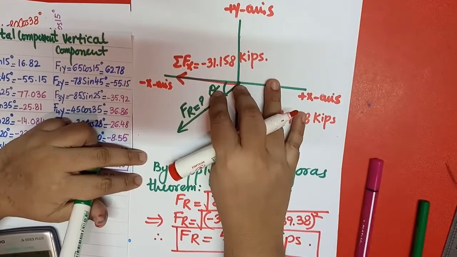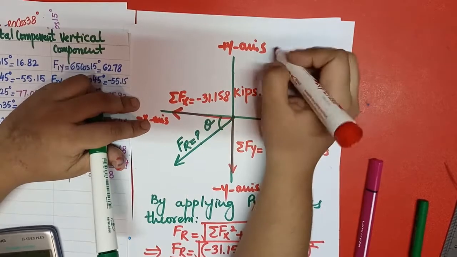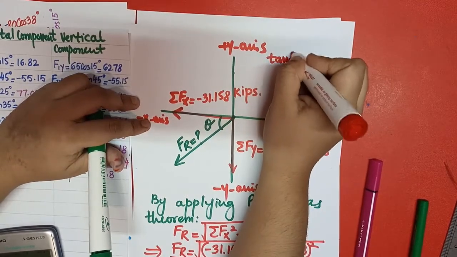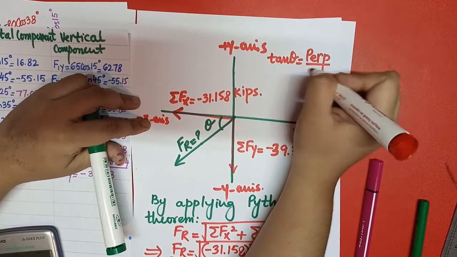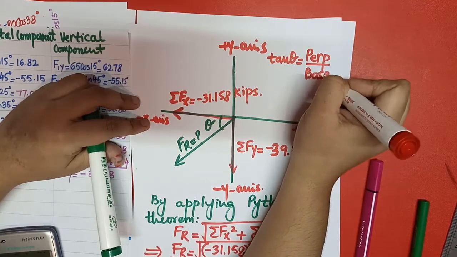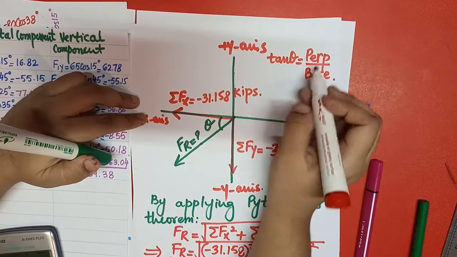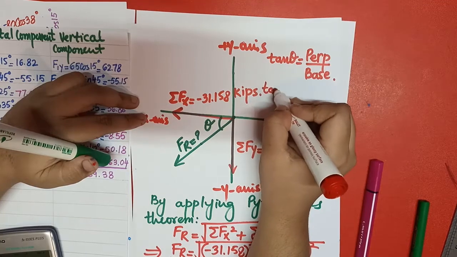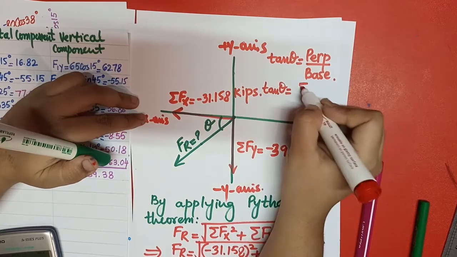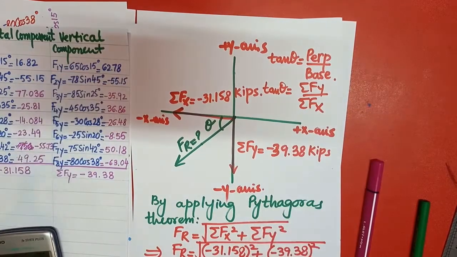So what I have to do next? I have to find out this theta. For finding this theta, I have to apply tan theta. I am not moving towards another page. I am writing here because it will be more clear to you because the diagram is in front of you. So tan theta is equal to perpendicular upon base. So tan theta is equal to summation of fy upon summation of fx. You have to do this.